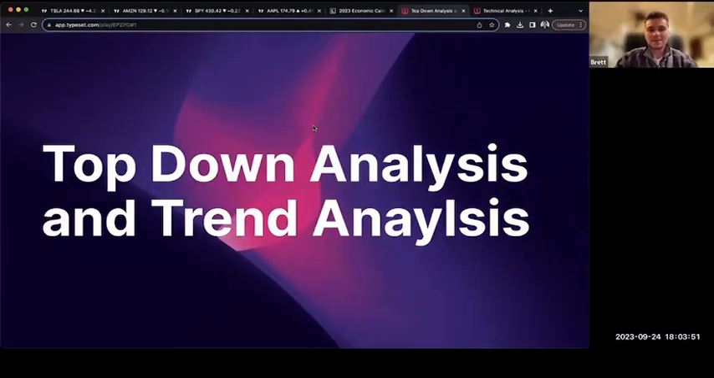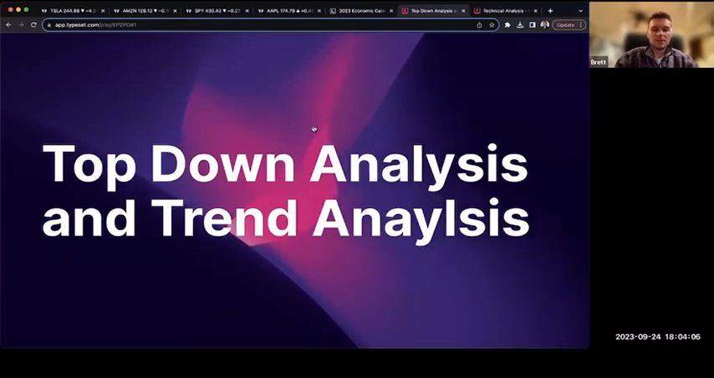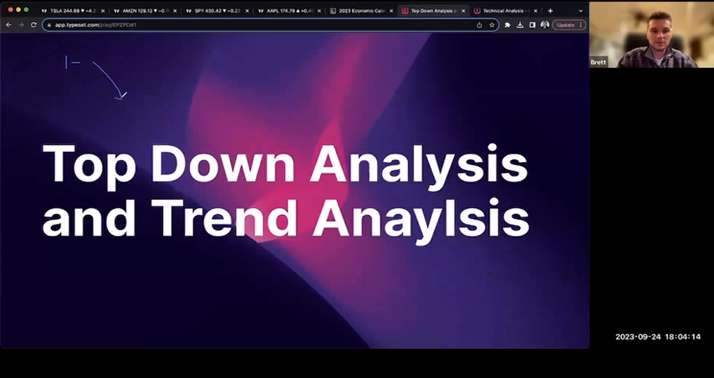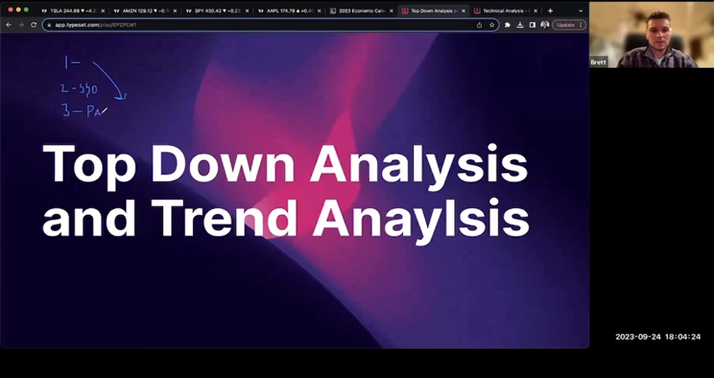And top-down analysis. People don't talk about this often, but it's probably the basis of trading. If you can't understand this, it's hard to understand how you find this setup. The first step is that trading has three components. Component one is trend analysis. Two is supply and demand, S&D. And three is understanding price action, PA. Those are the three components of any strategy.